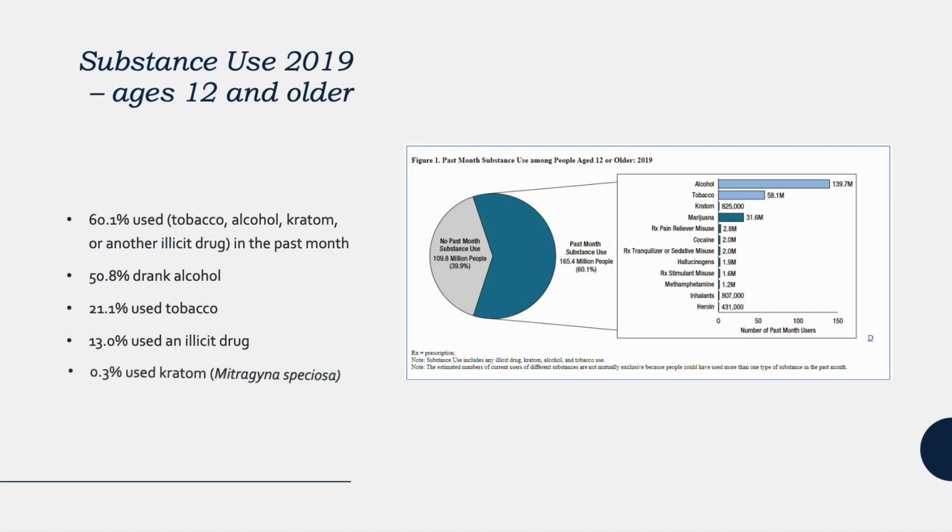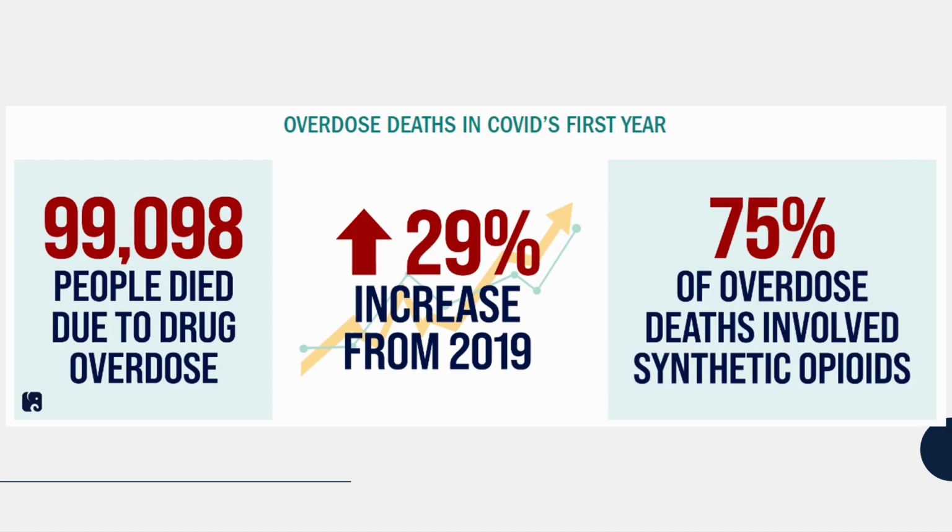So we see that 60% used tobacco, alcohol, kratom, or another illicit drug in the past month. Almost 51% had consumed alcohol. 21% used tobacco products. 13% used a different illicit drug. 0.3% used kratom. Overdose deaths increased during COVID's first year of 2020. Almost 100,000 people died because of drug overdose. That's a 29% increase, and 75% of those deaths involved synthetic opioids.